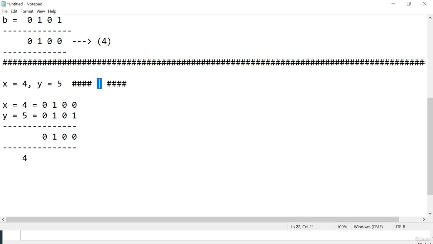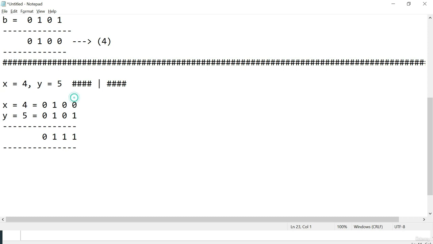So now x value is what? x value is 0100 in binary format. y value is 0101 in binary format. Now let us apply the OR operator. The primary rule for the OR operator is: if both the bits are false, like both the bits are 0, it is 0. In all the other cases it is 1 only.